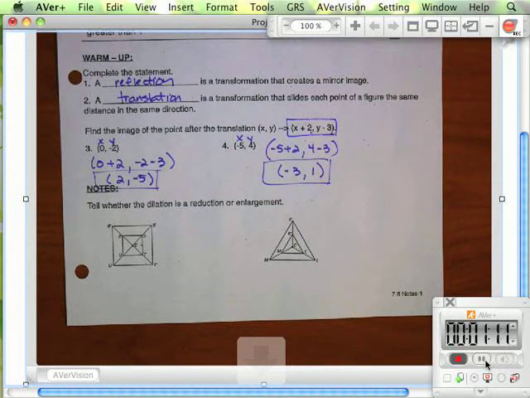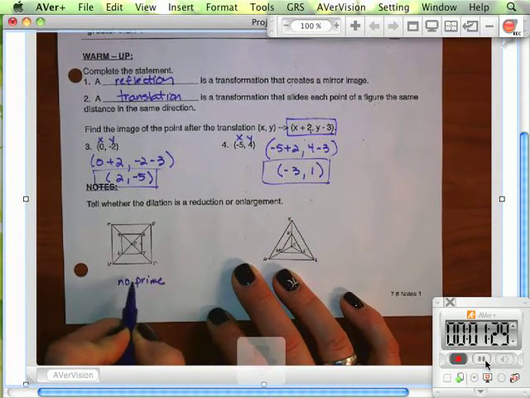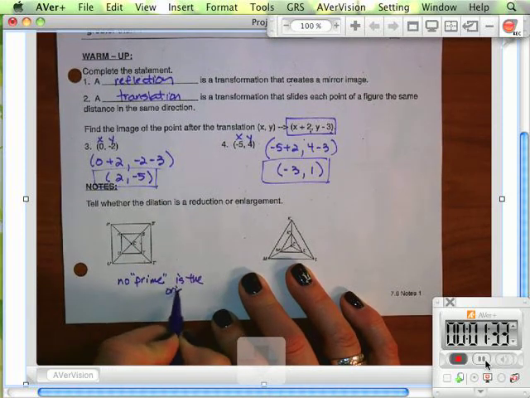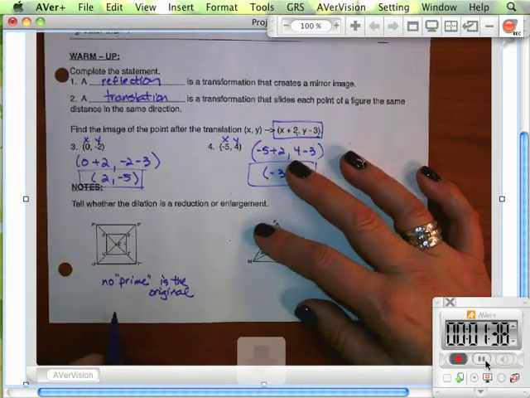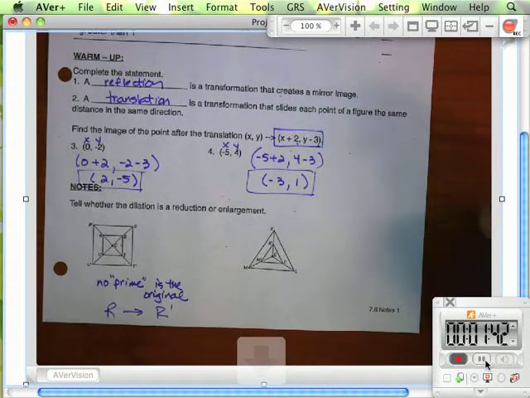Oh, here's the center. So look for the letters that don't have the prime. They're right here, R, S, T, U. And it went to R prime, S prime, T prime, U prime. That means it got bigger. So when the primes are on the outside, it's bigger. No prime is the original. So you look for R and it goes to R prime. Does that make sense to you, what I'm saying?